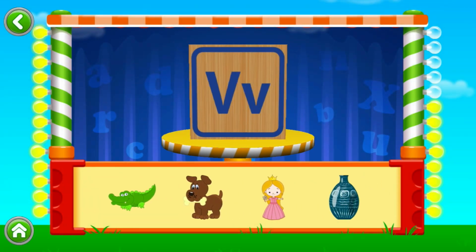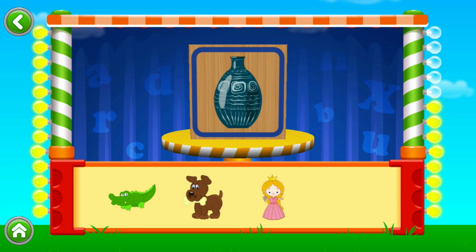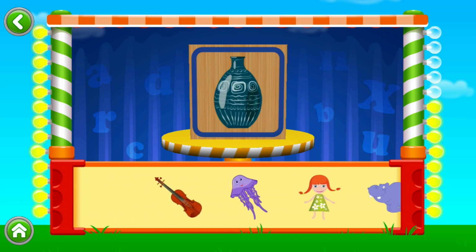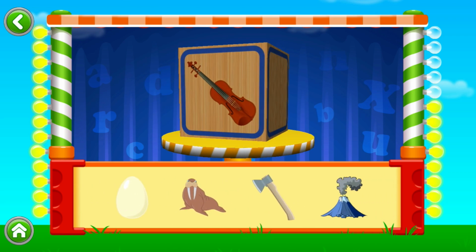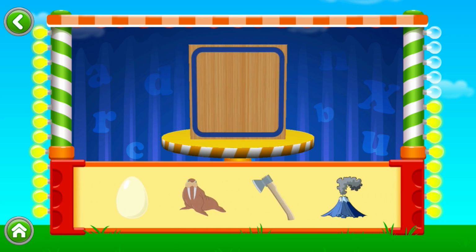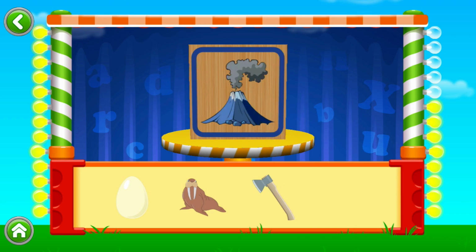V. Vase. Go ahead and turn the letter cube. Violin. Now, let's do the next side. Volcano.